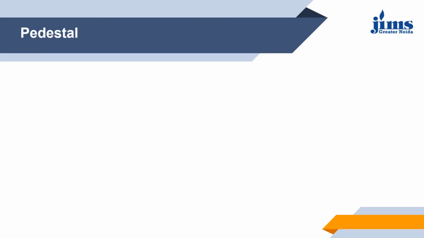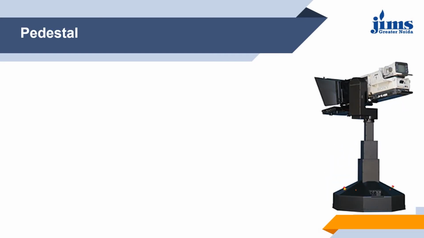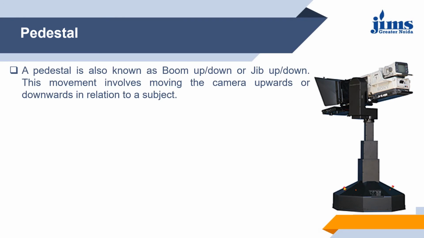So these were sorts of track movement. Next is pedestal movement. A pedestal is also known as boom up or down or zip up or down. This movement involves moving the camera upwards or downwards in relation to the subject. The camera will go up, or the camera will go down.